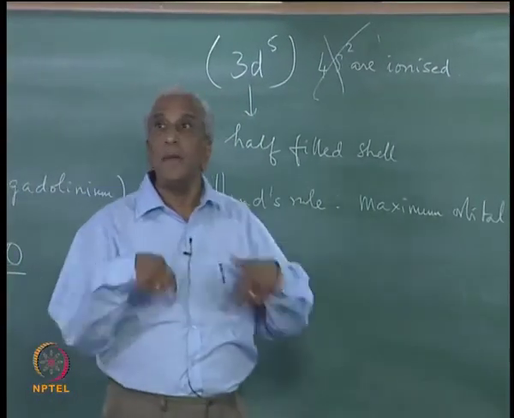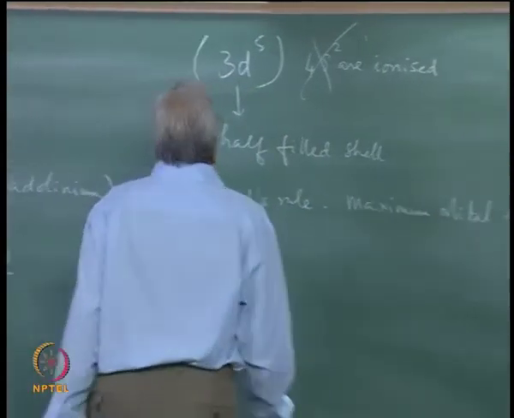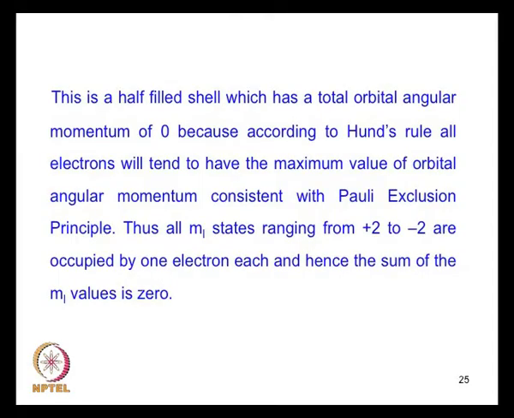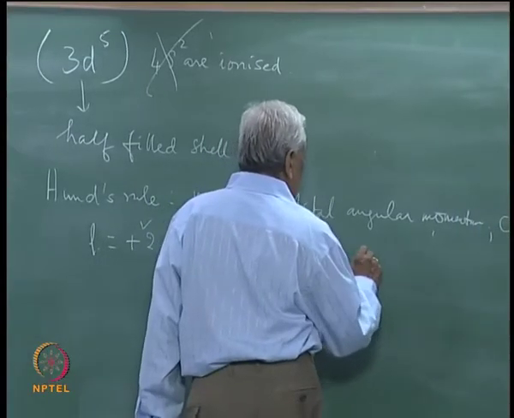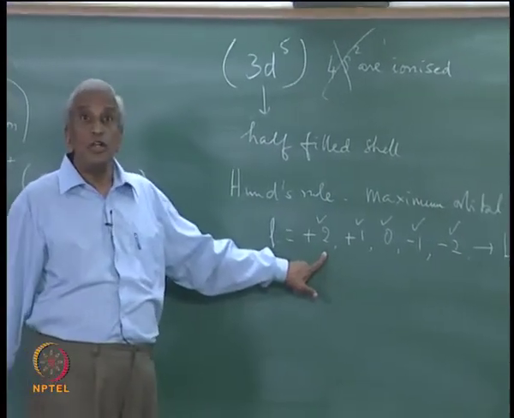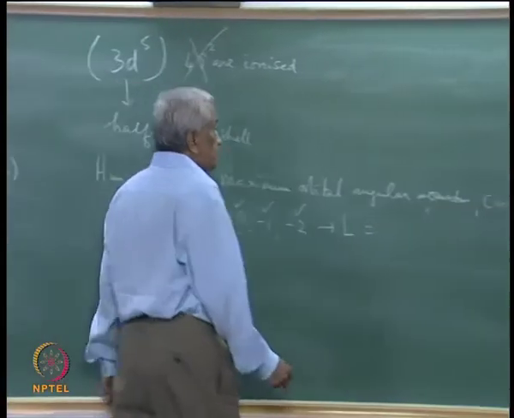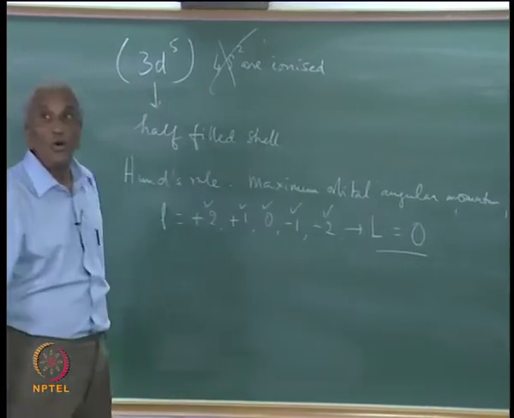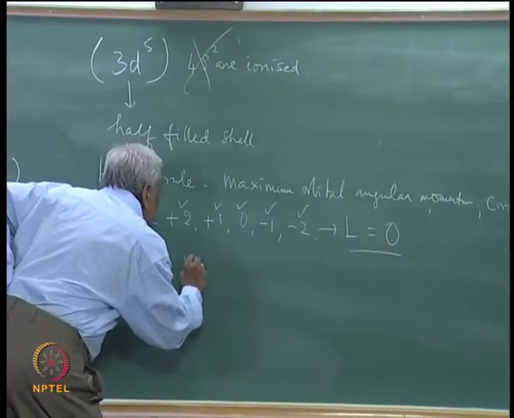In other words, applied to the manganese 2 plus, there are different states. Since there are 5 electrons and this is a d shell, you have the possibilities plus 2, plus 1, 0, minus 1 and minus 2. These are the various ml values for the orbital angular momentum which are possible. All these are filled by electrons, since there are 5 states, each of these is filled. If another electron is put into this, it can have only spin down. So we must have L equal to the sum of these, which is 0, so that you can have maximum spin multiplicity.